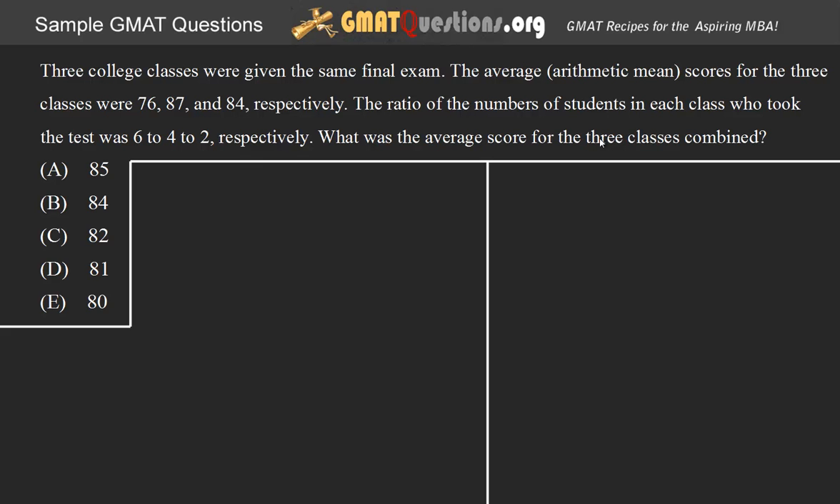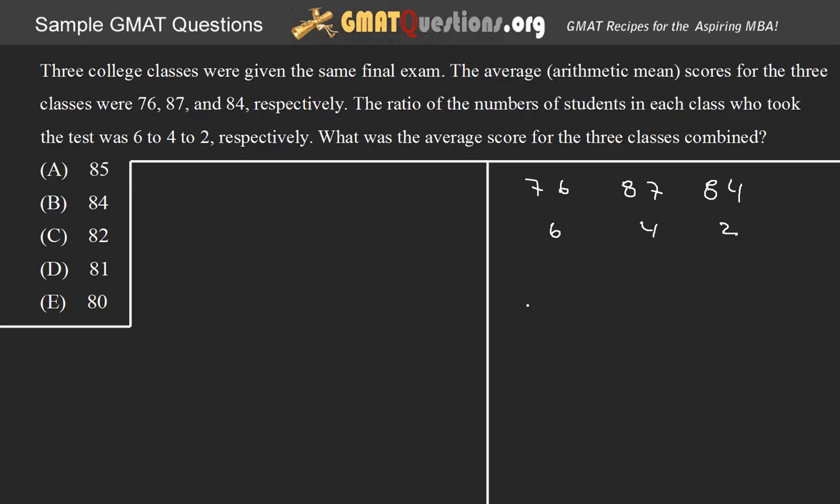We have here a weighted average question. It's not a regular average where you just add the values involved and divide by the number of values. What we are told here is that if you have 76, 87, and then 84, then the corresponding ratio to 76 is 6, the corresponding ratio to 87 is 4, and 2.